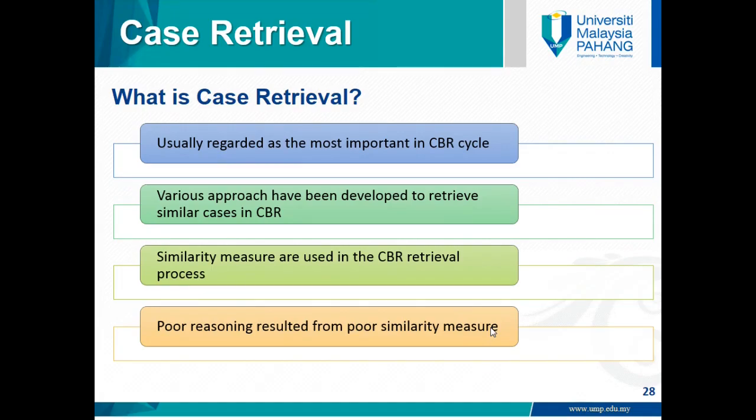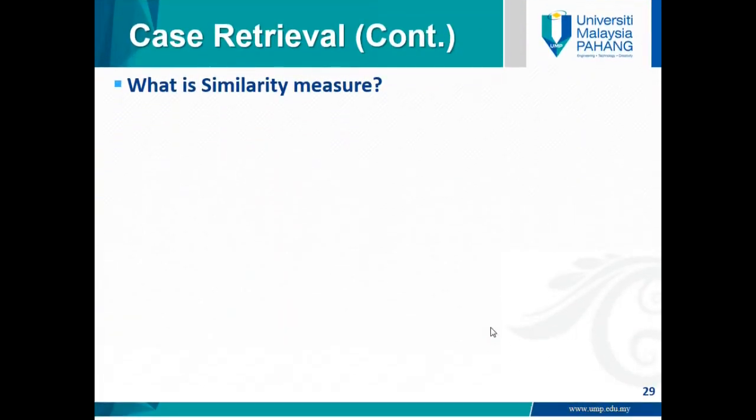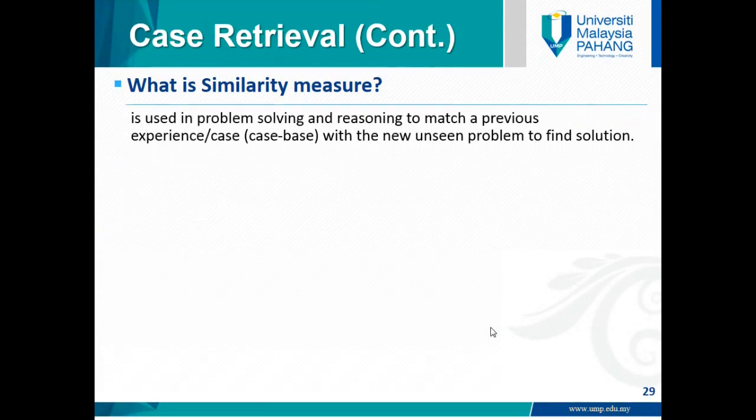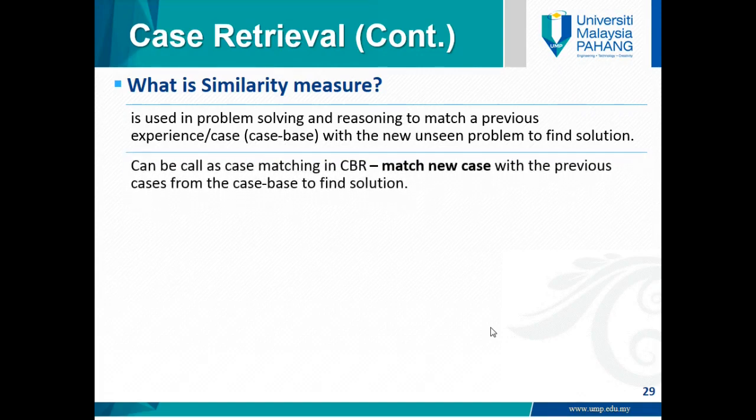So what is a similarity measure? A similarity measure is used in addressing a problem by matching the new case with the previous cases from the case base in order to find the right solution. So the similarity measure is actually considered the heart of the CBR system. Let us raise a question here: why is the similarity measure considered the heart of CBR?